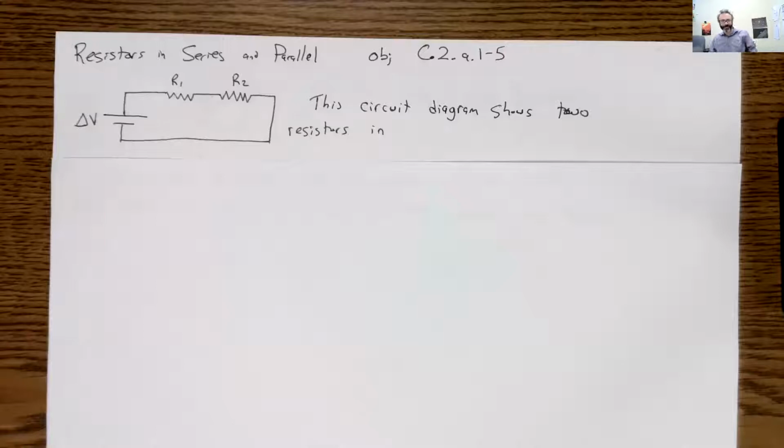That's good. So the lecture for today is resistors in series and parallel. Let's take a quick look at the objective list here. This is objective C.2.A, 1 through 5. So if we can take a quick look over there.